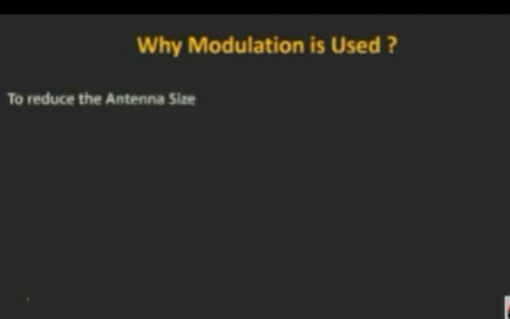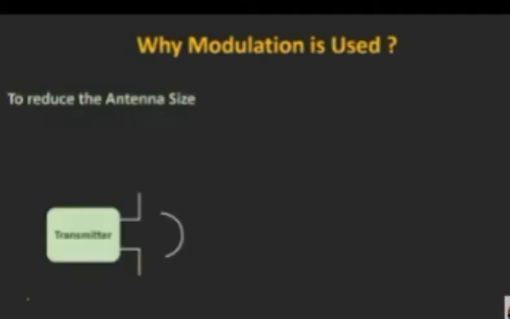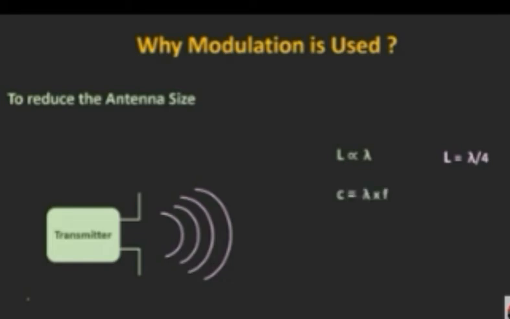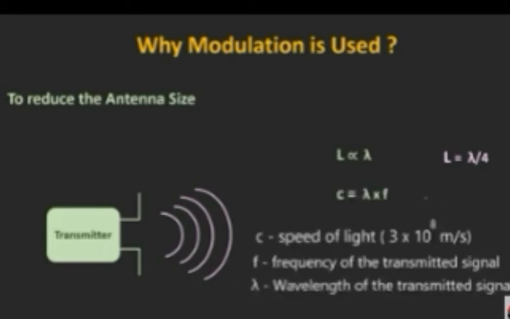The first reason to use modulation is that it reduces the antenna size. When the signal is transmitted wirelessly, the size of the antenna is a very important parameter. The size of the antenna is proportional to the wavelength of the transmitted signal, and depending on the type of antenna it is a fraction of the transmitted wavelength. Let's say the size of the antenna is equal to lambda by 4.